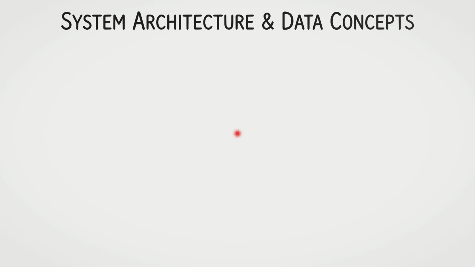To keep the system organized, a professional platform uses a three-tiered architecture. This separates the presentation, the logic, and the data into distinct layers.